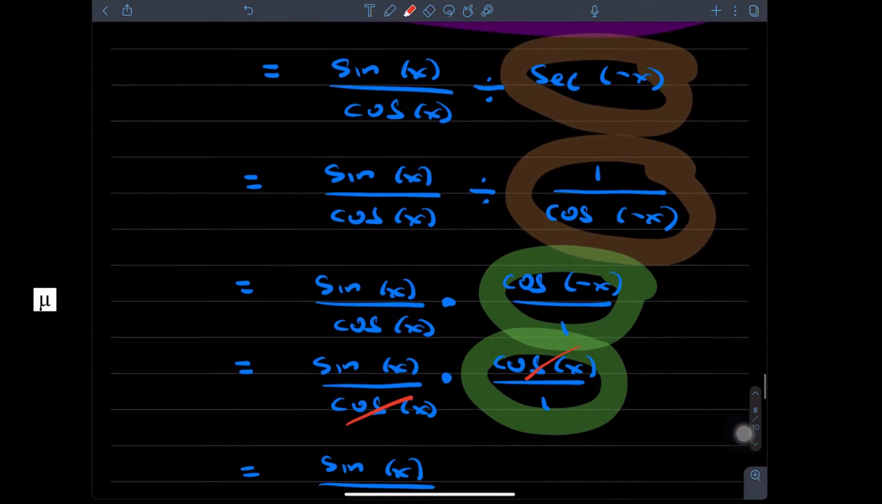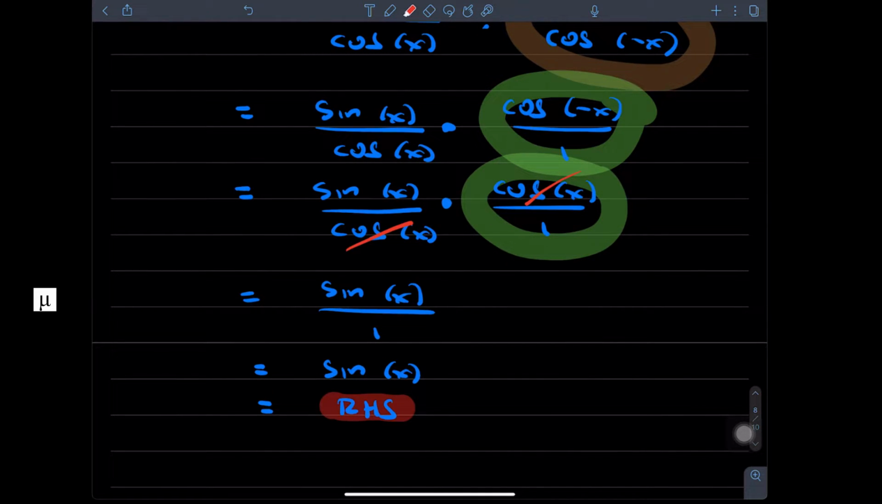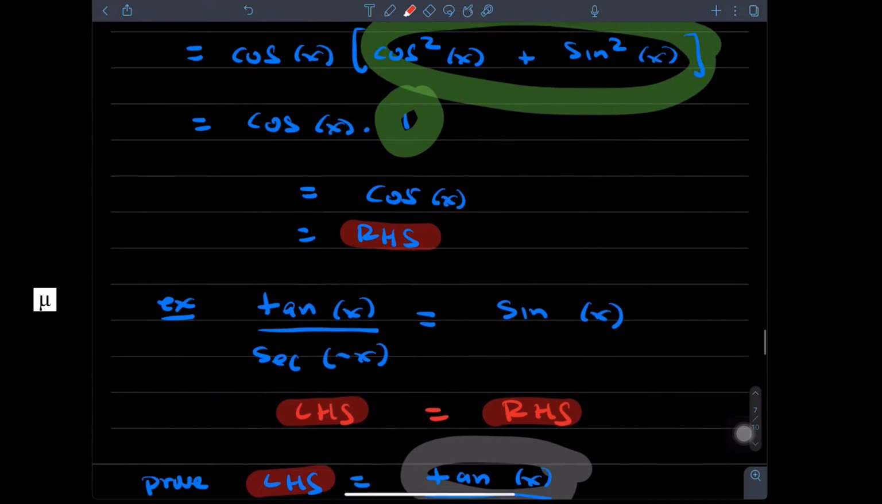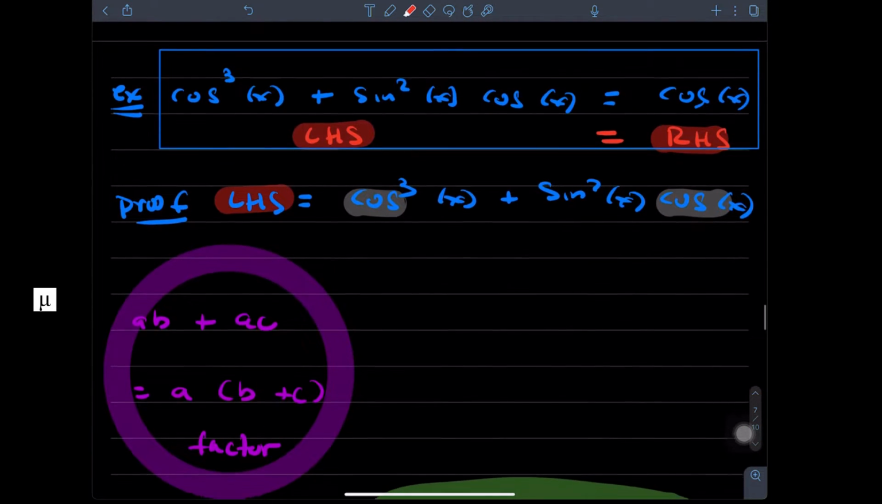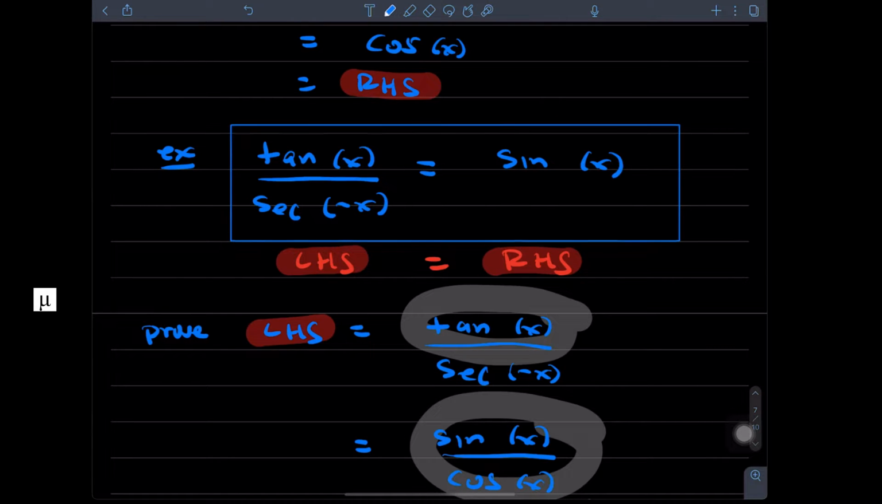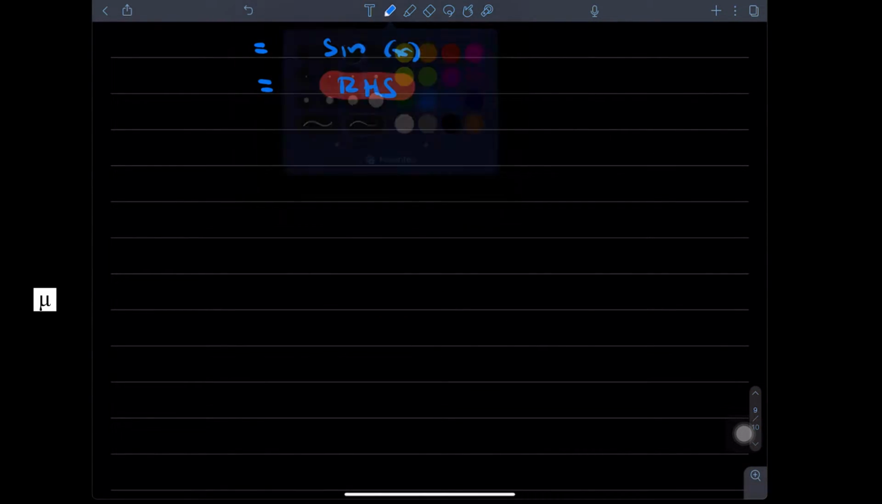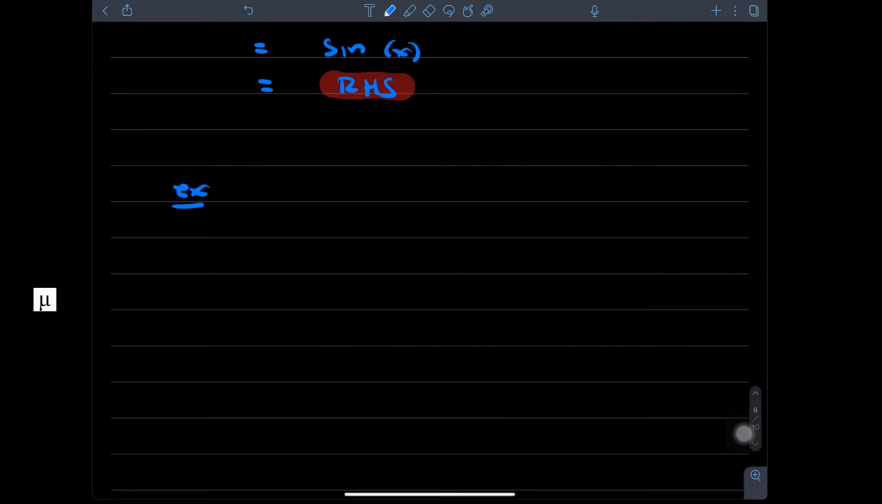The left-hand side is the same as the right-hand side. And there you go. So this is an identity. It's valid. There you guys go. Easy breezy, lemon squeezy. So I hope you guys enjoy this because it's actually a pretty good topic. Let's do some more.